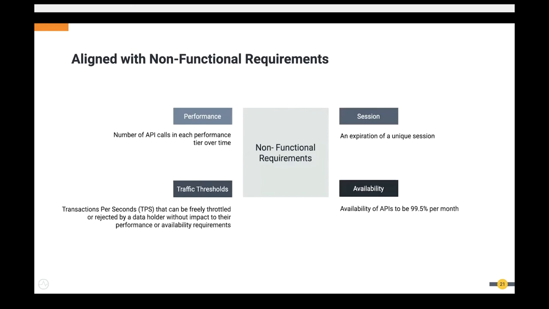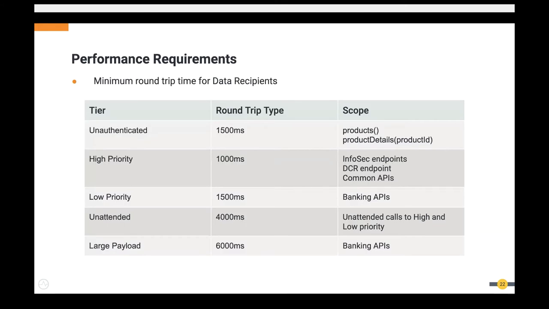Next, we are going to talk about the non-functional requirements of the CDS specification. CDS has defined several non-functional requirements, and those fall under the categories of performance, session, availability, and traffic thresholds. If we take a look at the performance requirements, the specification has categorized the API calls into 5 tiers according to their characteristics. And each tier has a defined maximum round trip time. As an example, for high priority calls, the server should respond within 1 second. You can see further details related to this in the table.